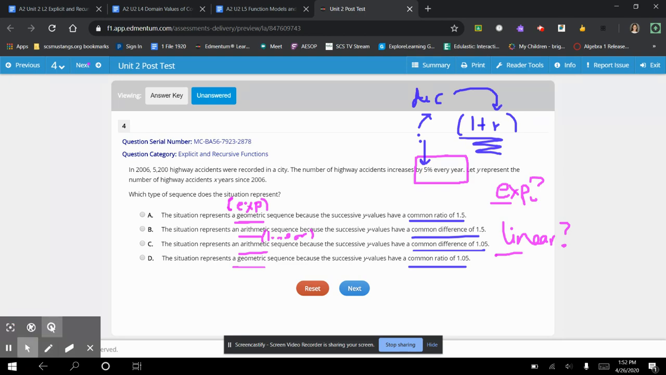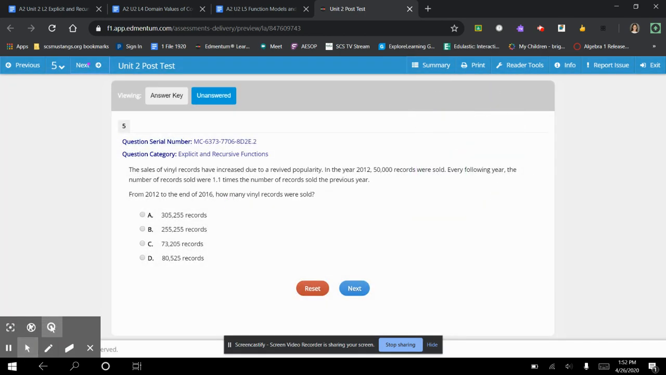Looking at 5. So 5 says the sales of vinyl records have increased due to revived popularity. In 2012, 50,000 records were sold. Every following year, the number of records sold was 1.1 times greater than the number of records the previous year. So what I did for this one, whenever I do these, the very first thing I like to do is make a list, and I'll make my list and be right back.